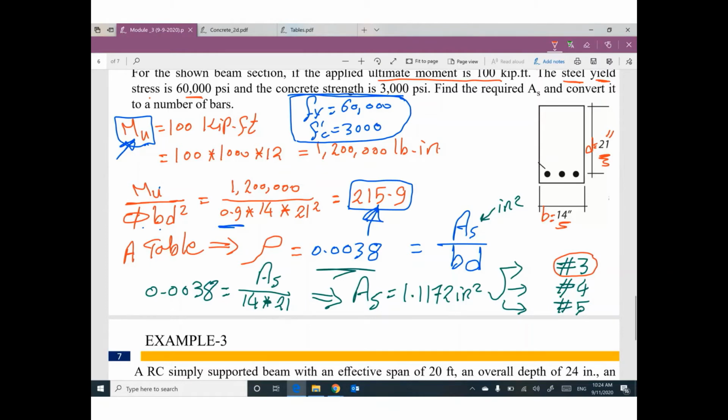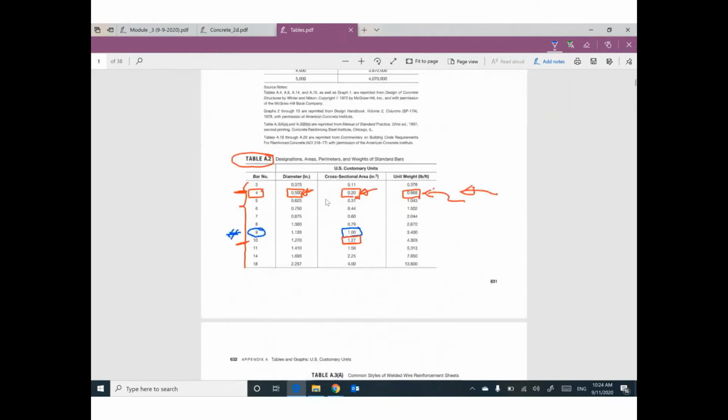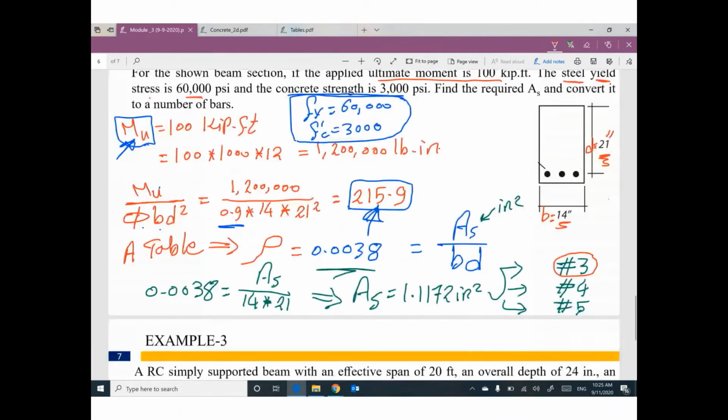So I need to open my table. Do you remember? First table. Number 3 has area equal 0.11. One bar of number 3, the area of cross section equals 0.11. So how can I convert this total area steel to number of bars of number 3? I will divide this value, which is area steel, by 0.11, and you will have 11 bars of number 3.